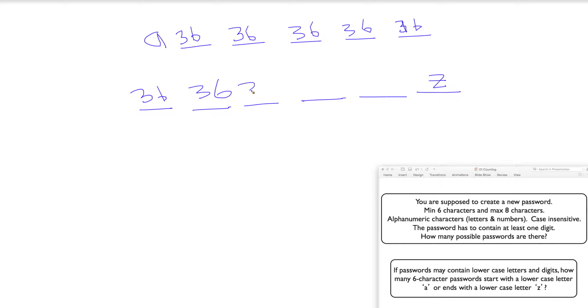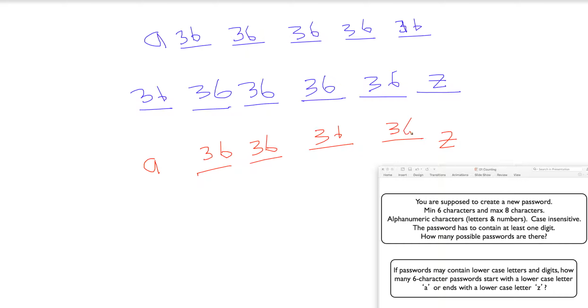Now, do we have any double counting here? So what is double counting? Double counting is a case when something is included here, but it is also included here. And the answer is yes, right? So which ones are double counted? The ones that are going to be double counted are the ones that are starting with A and at the same time ending with Z. So in this case, we have 36, 36, and 36 here.